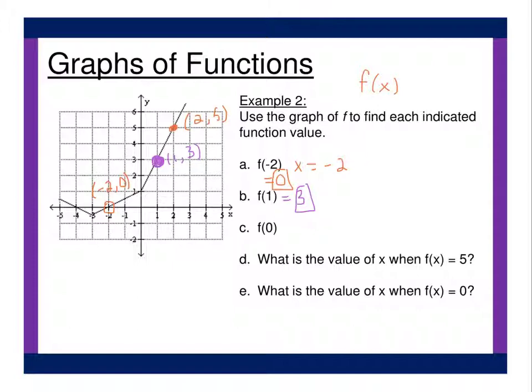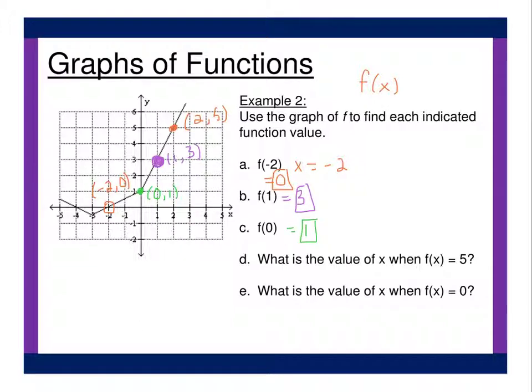F of 0, we need to find 0 for our x's, so 0 would be right here. Well, that's not where our 0 is for our graph. Sorry. So at x equals 0, we'd come up to our graph, which is right here, and look at this point. That's the point 0 comma 1. And so our y value is 1.